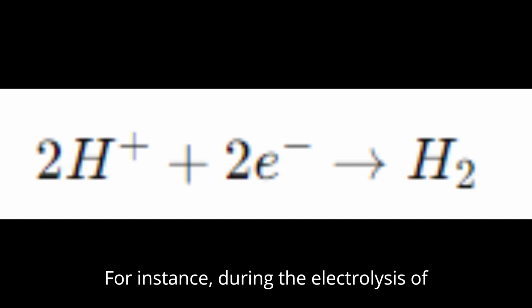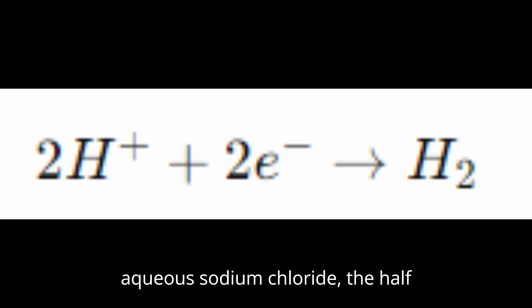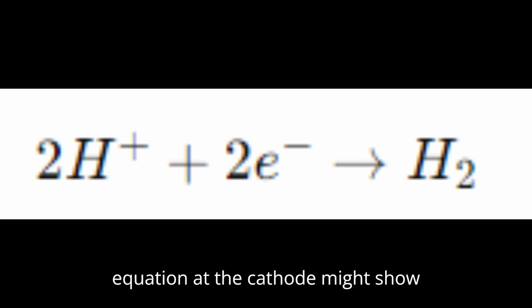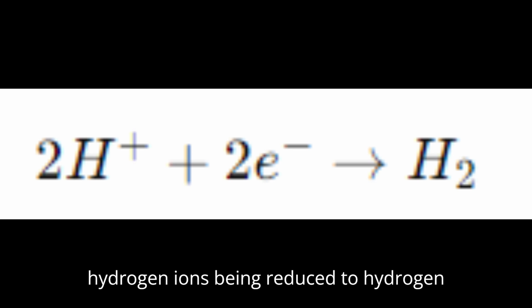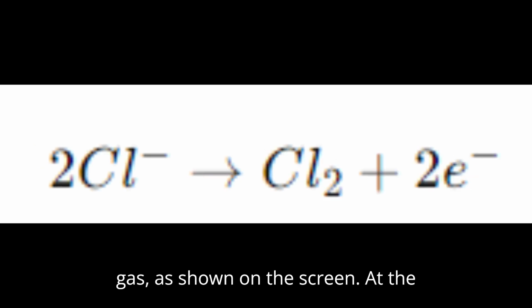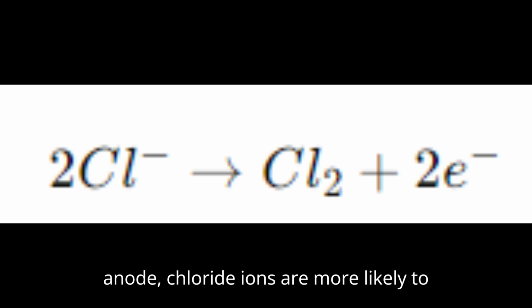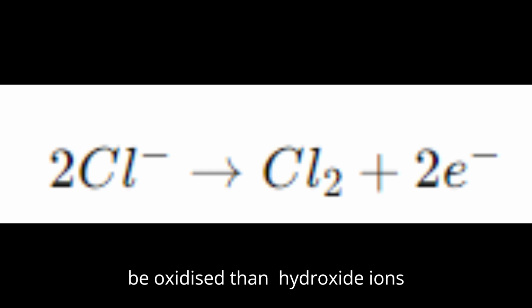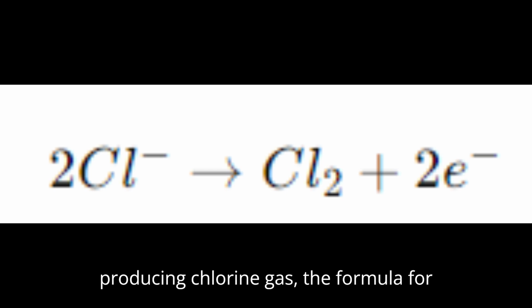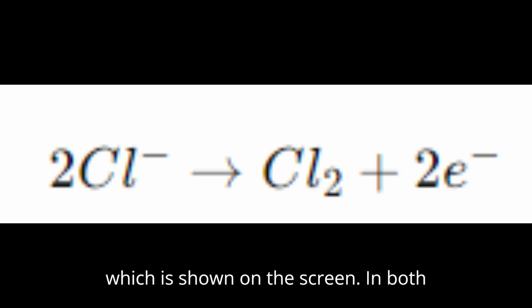For instance, during the electrolysis of aqueous sodium chloride, the half equation at the cathode might show hydrogen ions being reduced to hydrogen gas, as shown on the screen. At the anode, chloride ions are more likely to be oxidized than hydroxide ions, producing chlorine gas, the formula for which is shown on the screen.